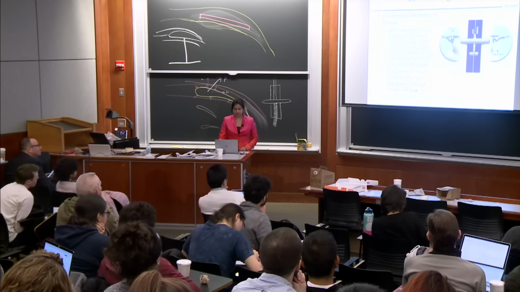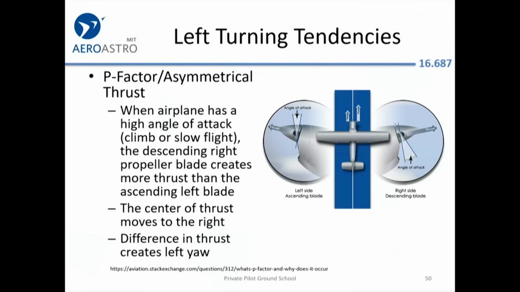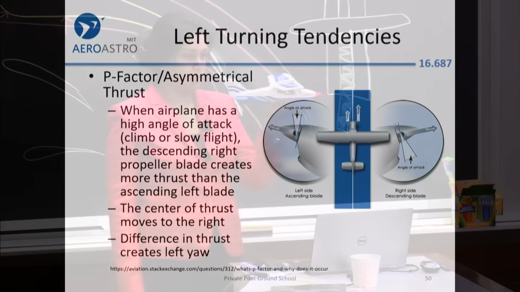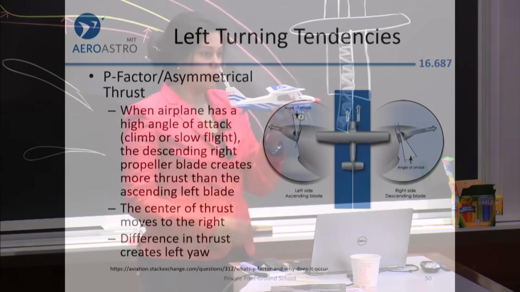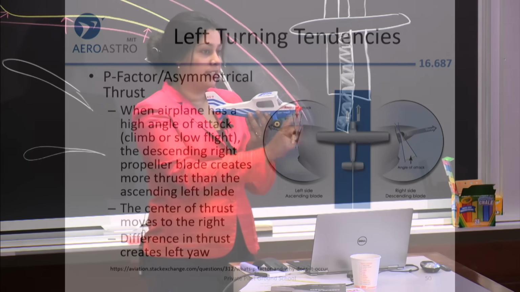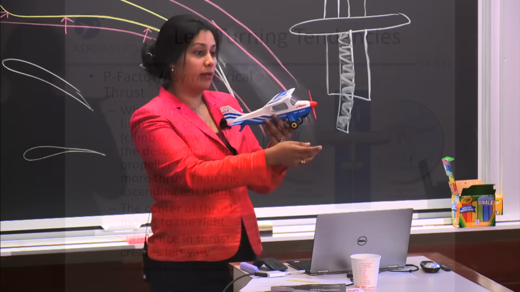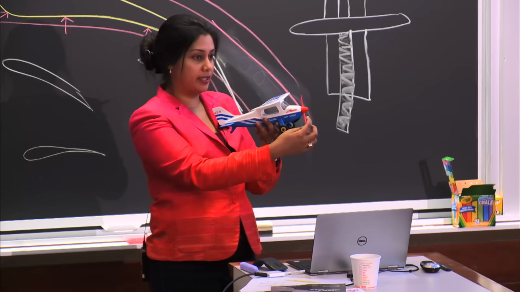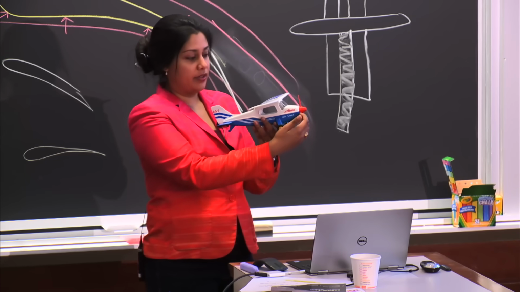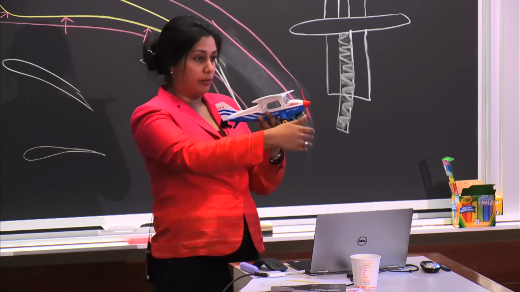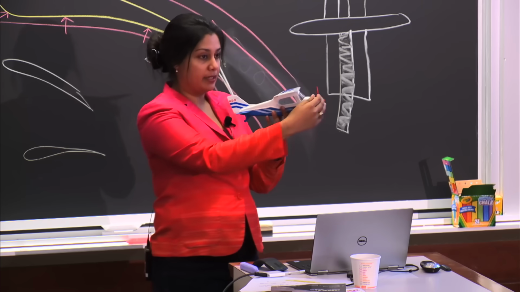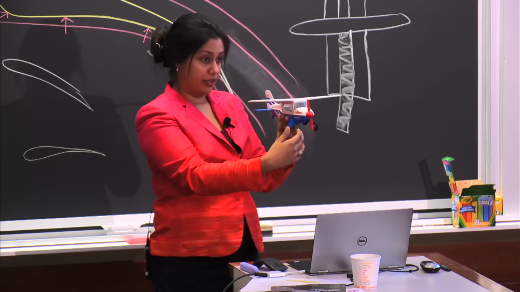Sure, so let's go back to P factor. What we're talking about is the difference in the center of thrust. When you're straight and level, the thrust is just forward. But when you're in a high angle of attack, the right blade is generating more thrust than the left blade. So the center of thrust is slightly to the right. Because it's to the right and not up or down, it wouldn't cause a pitch up or down. Since it's to the right, that's why it's causing the yaw action.